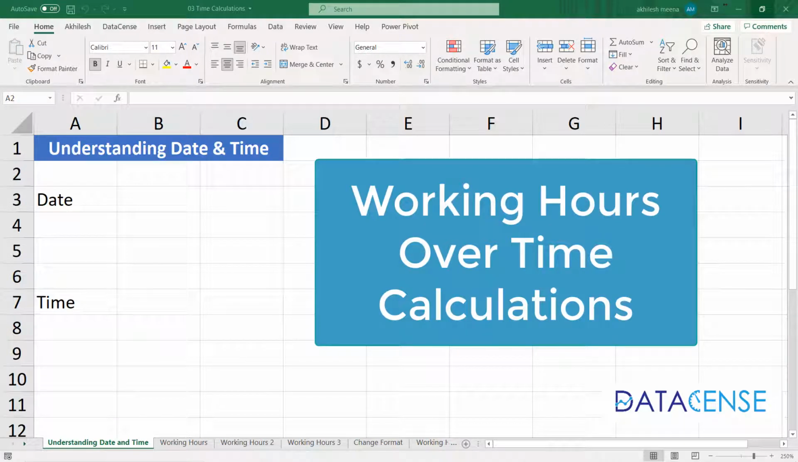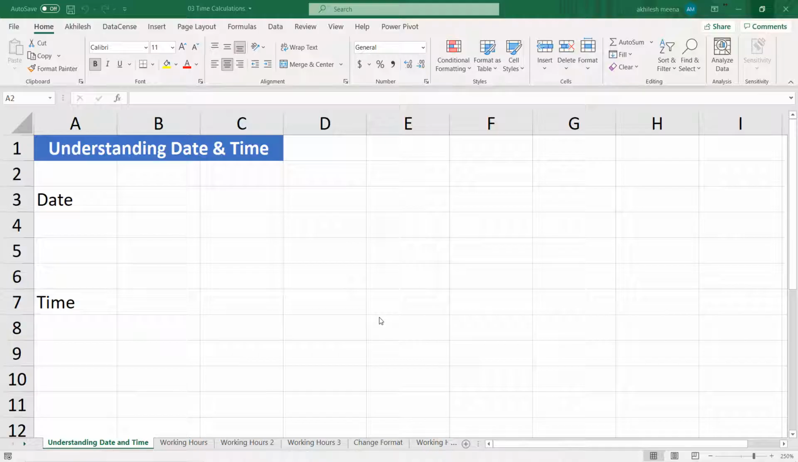Hey guys, let us understand some calculations related to time, like calculation of working hours excluding the break time, and how to calculate the overtime also. So before that, we should understand what is a date and what is a time.